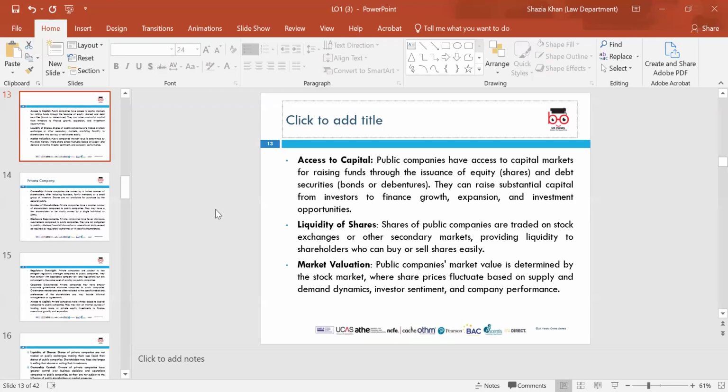Liquidity of shares. So shares of public companies are traded on stock exchanges or other secondary markets, providing liquidity to shareholders who can buy or sell shares easily. Market valuation. So public companies' market value is determined by the stock market, where share prices fluctuate based on supply and demand dynamics, investor sentiment, and company performance.